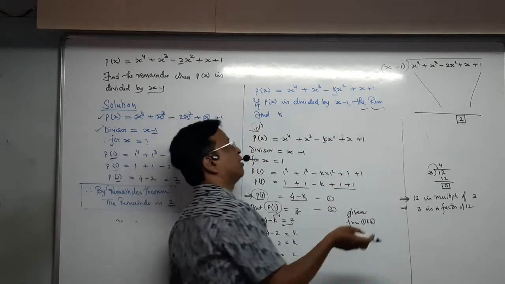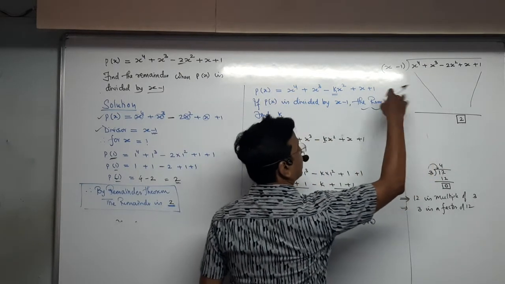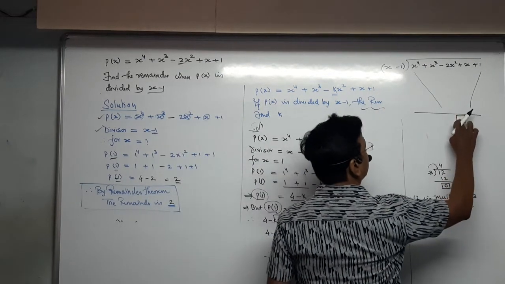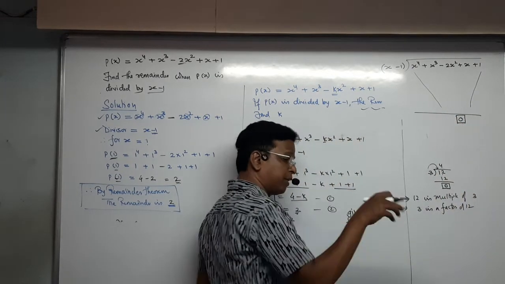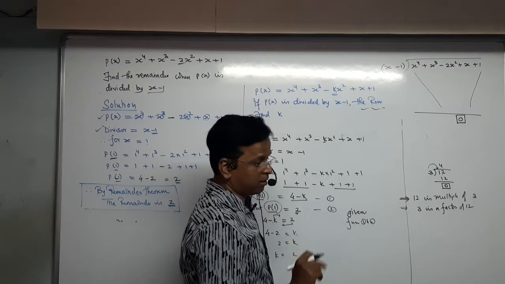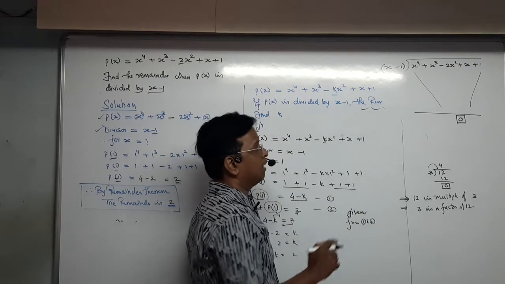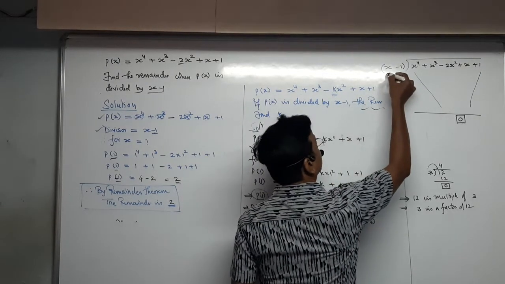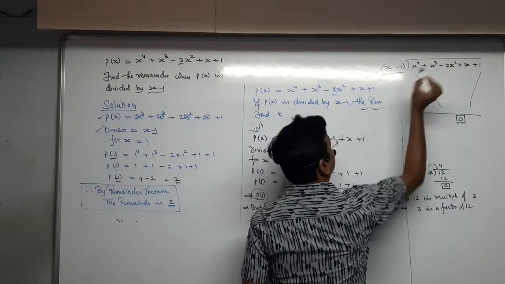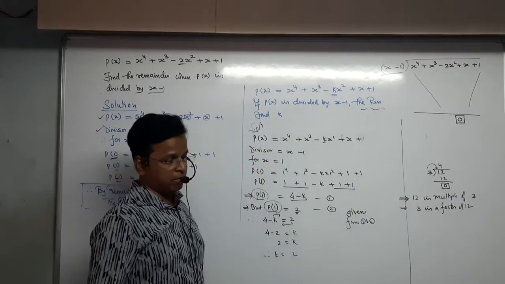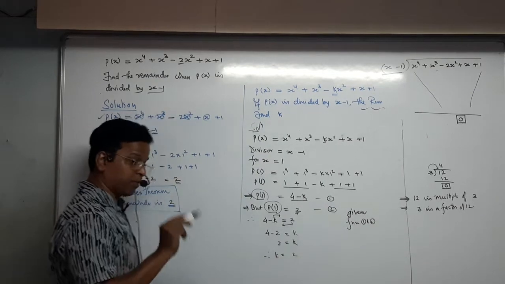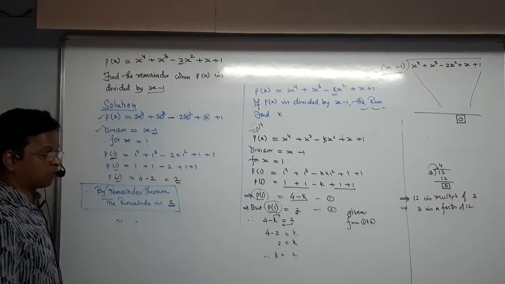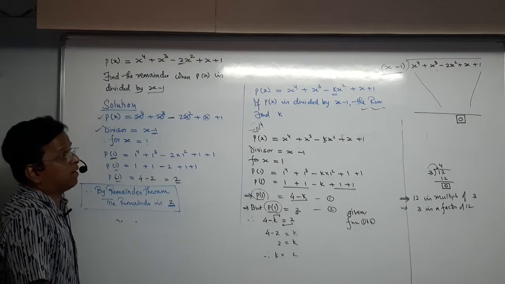But in some other question, if x minus 1 divides and you get the remainder 0, then what is the meaning? So not minus 1, x minus 1. This whole thing is a factor of this polynomial. And the polynomial is a multiple of x minus 1. Not minus 1 or 1, but x minus 1, because you are dividing with x minus 1.